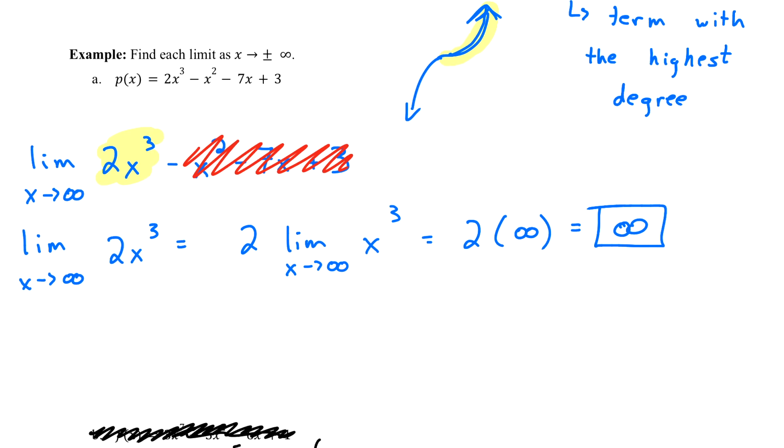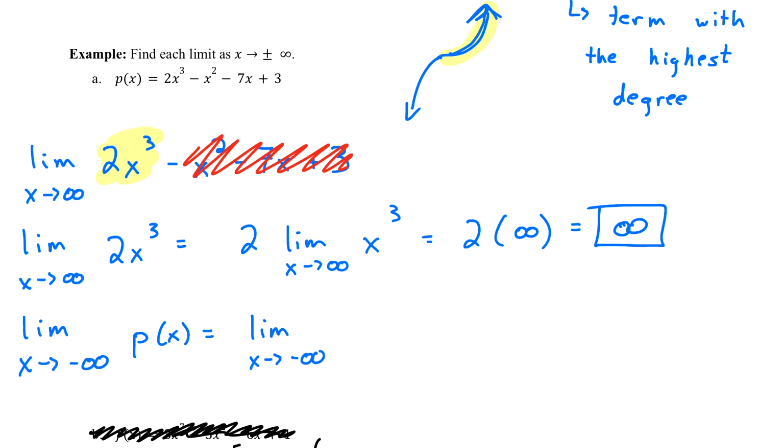If I wanted to look at the limit as x approaches negative infinity of our function p of x, we can do the same thing. That's the same as the limit as x approaches negative infinity of just our leading term, which we said was 2x cubed. Just like last time, I would factor out that 2. So we've got 2 times the limit as x approaches negative infinity of x cubed. And now I can just look at this part. I'll worry about the 2 in just a moment.